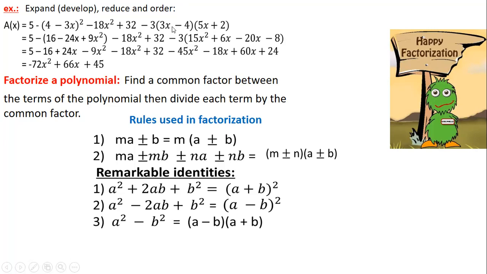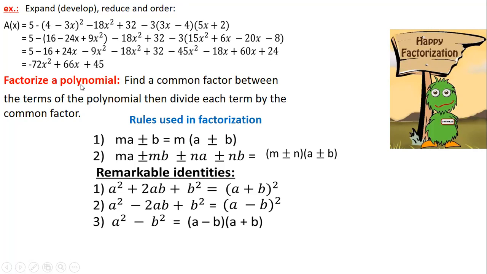Here I have 2 parentheses multiplied together, also multiplied by minus 3. So I keep the minus 3 first. Here I apply all for all. After I got rid of all the parentheses, I reduce my answer and write it in order.